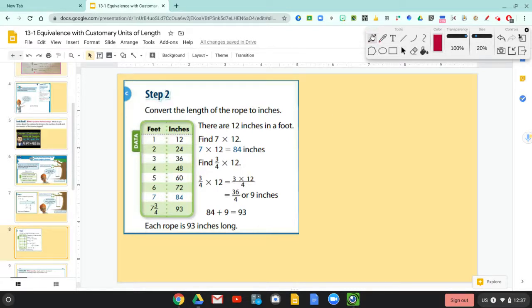So basically what they did here, we had 7 3/4. Okay, and that is my feet. Okay, so I'm going from feet to inches. So I can see my magic number here is 12 because 1 foot is 12 inches. So I need to take 7 3/4 and multiply that by 12. Okay, so let's review how we do that.